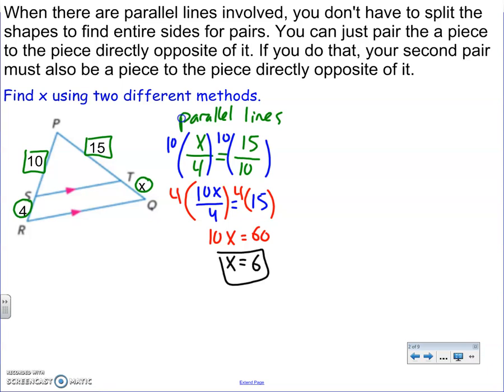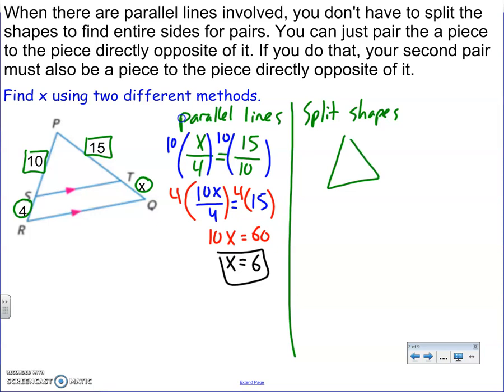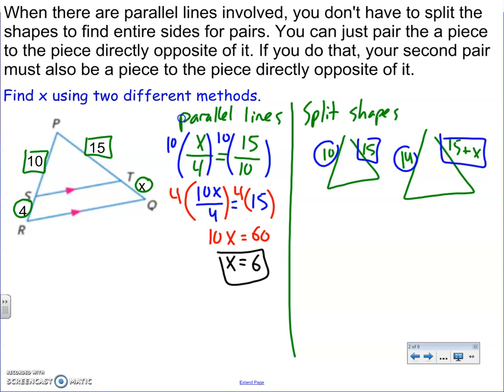Alright, let's do the old way. The old way, I'll say the split way. Split shapes. For the top shape, we have 10 and 15. For the bigger shape, 10 plus 4, this is 14. This is 15 plus x. Alright, but the pair should be obvious. Circle, circle, square, square. So circle over circle equals square over square.